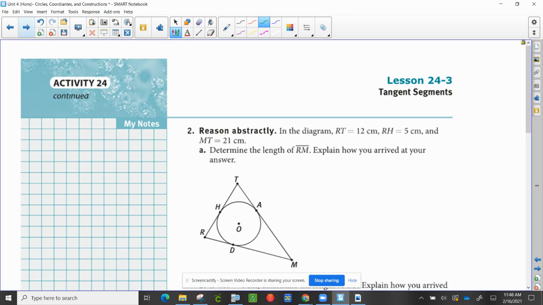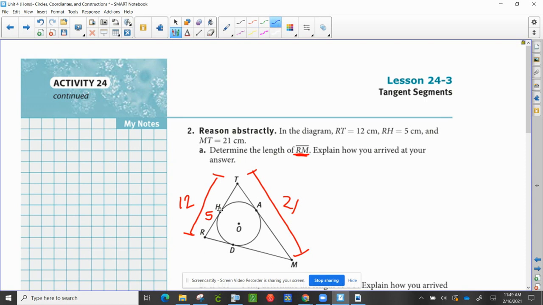Look at problem 2. We have in this diagram, RT is 12 centimeters. Let's label that. RH is 5 centimeters. MT is 21. We need to find the missing length for all the other segments, preferably and most importantly RM. So this is what we would call a walk-around problem. We're basically going to be using deductive reasoning to find all of our missing segments.